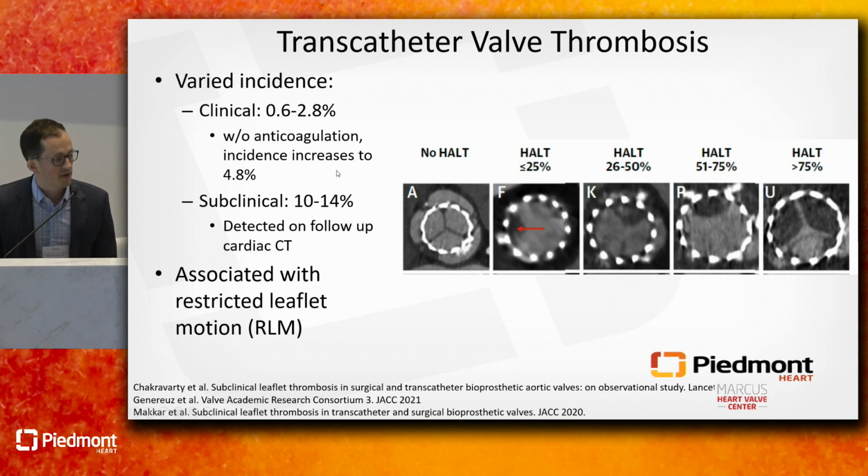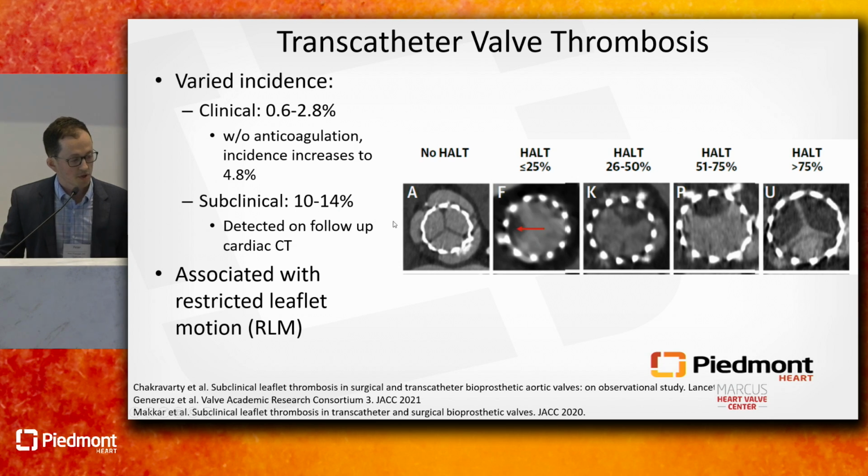So transcatheter valve thrombus, clinically it's seen in up to 2.8% of patients, but they have done some CT studies that have shown that subclinically it can be seen as high as 10 to 14%. And when we're talking about grading HALT, we really look at what percentage of that leaflet is involved, whether it's 25, 50, 75, or greater than 75%.